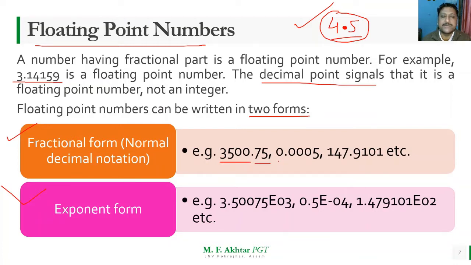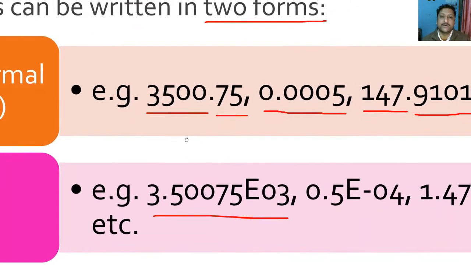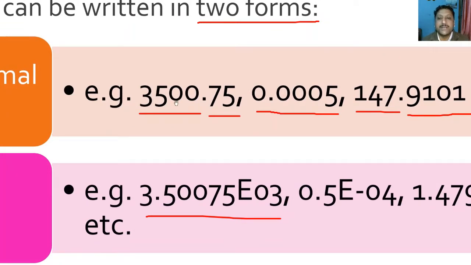3500.75, 0.0005, 147.9101, etc. These numbers are there. Then exponent form. In exponent form there is 3.50075E03. Now the same number is written in exponent form. You can see here the same number is written in exponent form also. This number 3500.75 is in fractional form, that is normal form, and this number is written in exponent form like this.